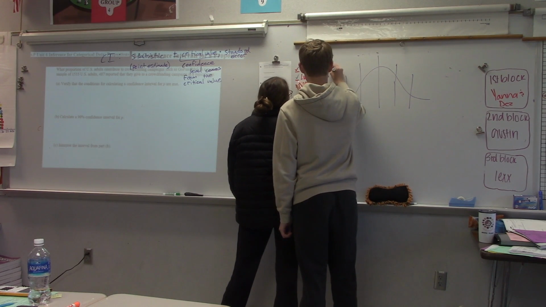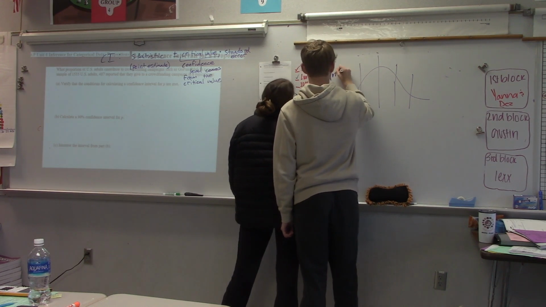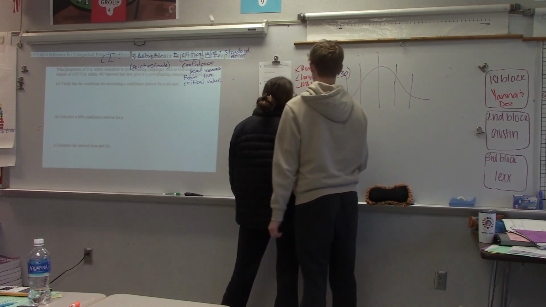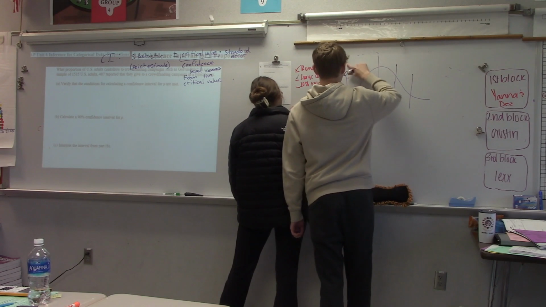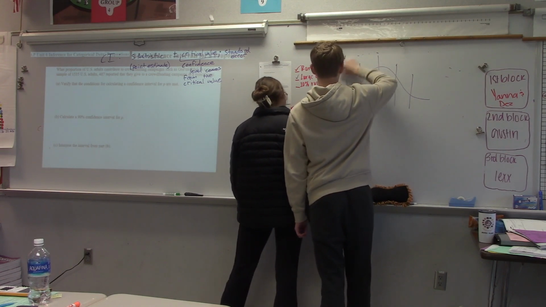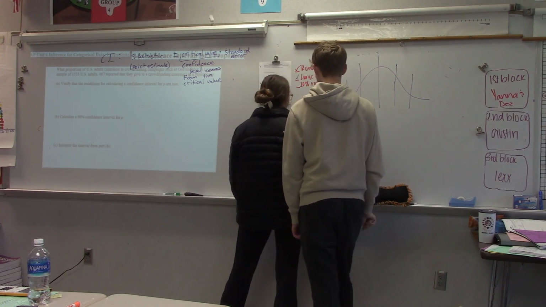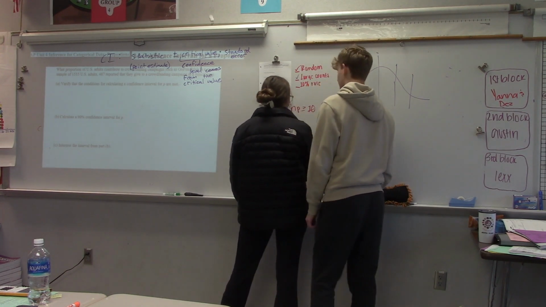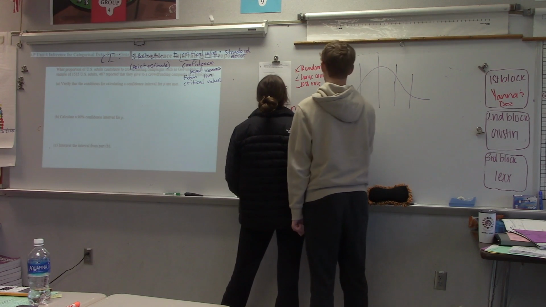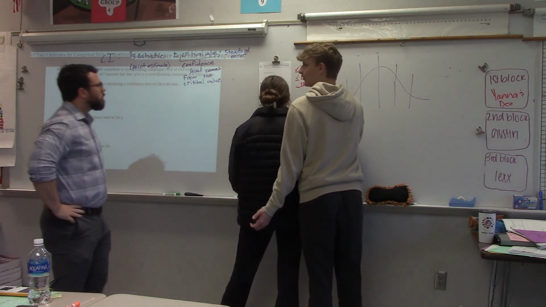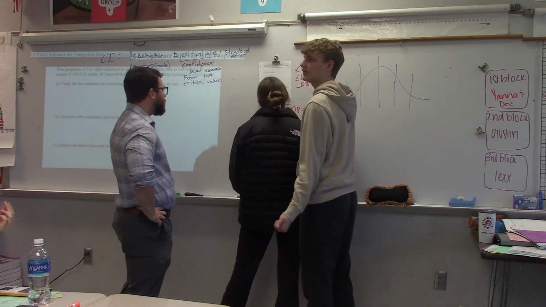Well, the conditions that we need for our confidence interval are the random condition, the 10% condition, and the large counts condition. For the 10% condition, it's definitely less than 10% of the population. So both are over.